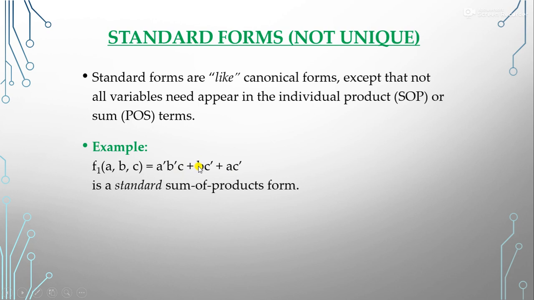But here in the second term we do not have a, and in the third term we do not have b. Not all variables appear in each term. So this form is called the standard sum of product form.